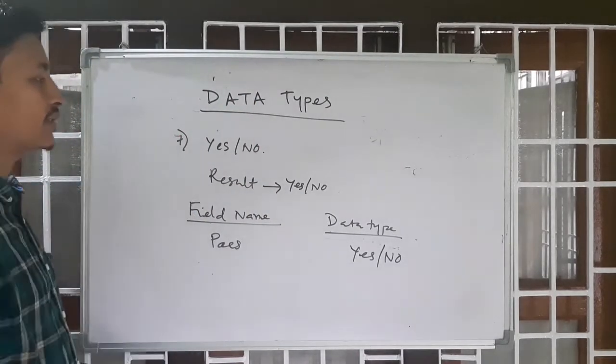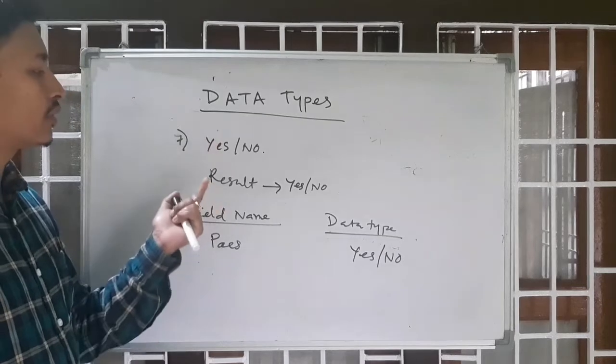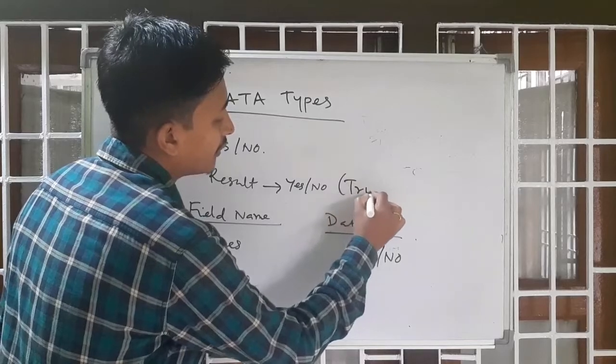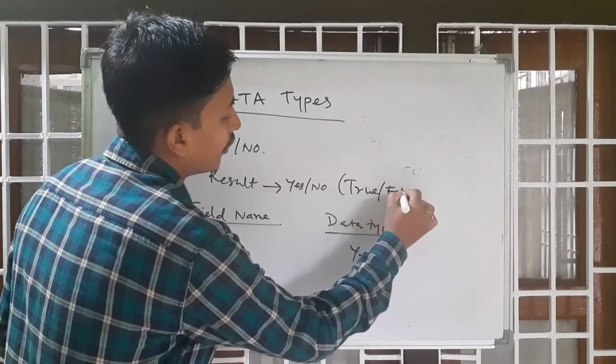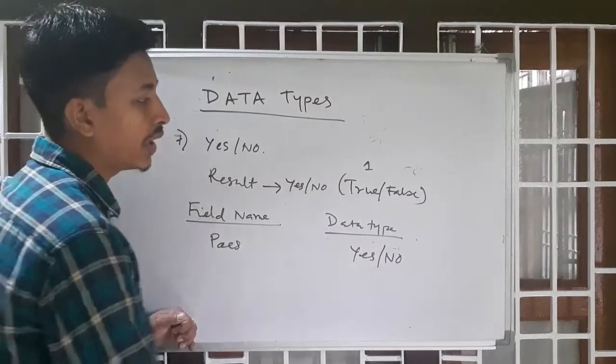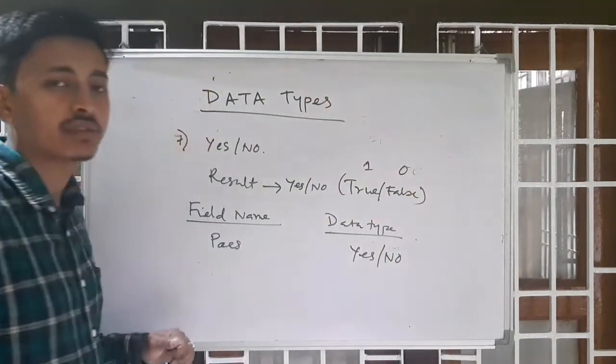So this yes no data type is used only for the purpose of yes no or true or false. The value may be true or false. 1 indicates true and 0 indicates false. Okay.